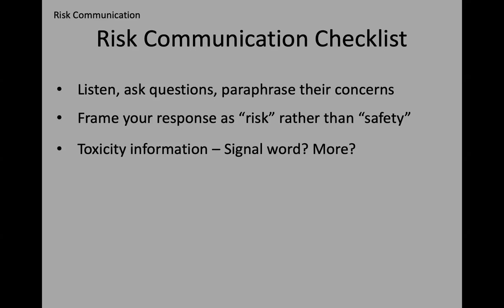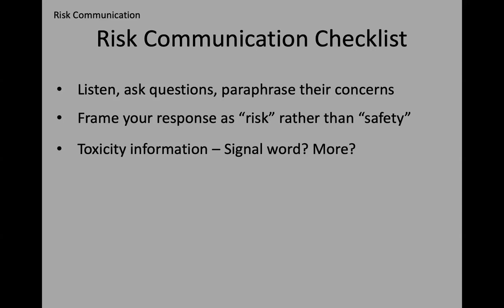Whenever we're discussing the scenario, we will talk about whatever toxicity information we have. If we have a signal word on a product, maybe we know more about it, we'll talk about that. A signal word, for those of you who don't know, is provided on all pesticide packaging. And there's only 3 possible signal words. There's caution, which is low toxicity, warning, which is moderate toxicity, and danger, which is high toxicity.